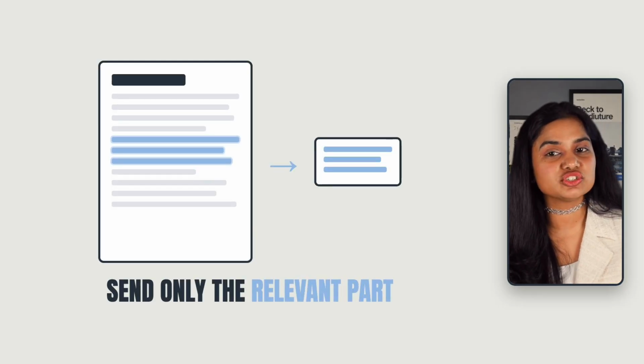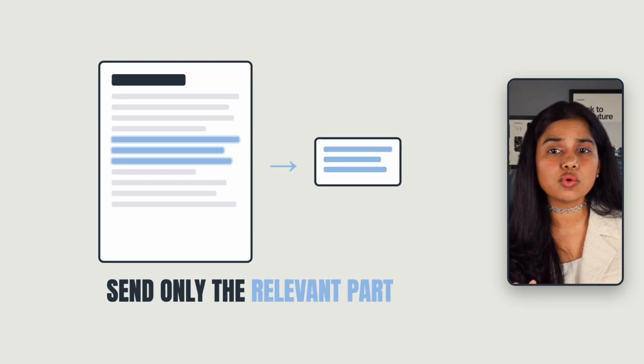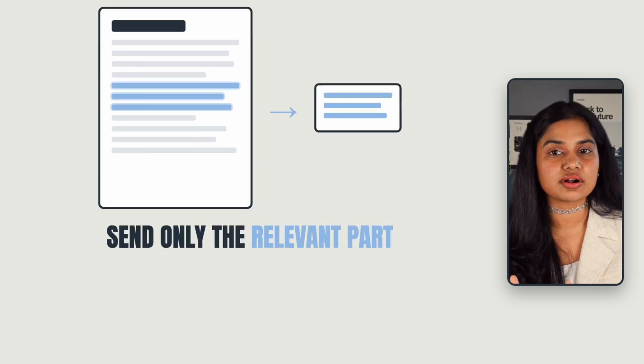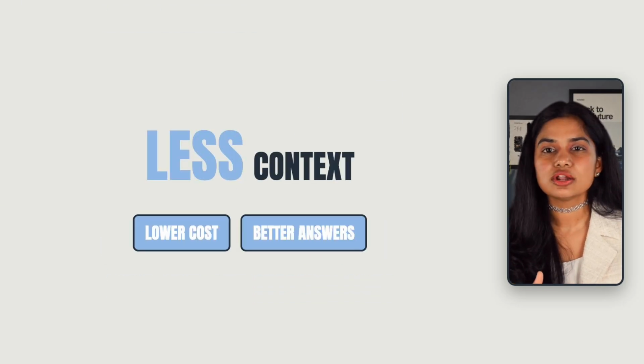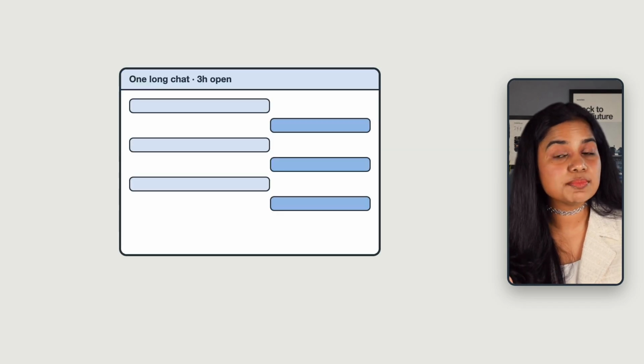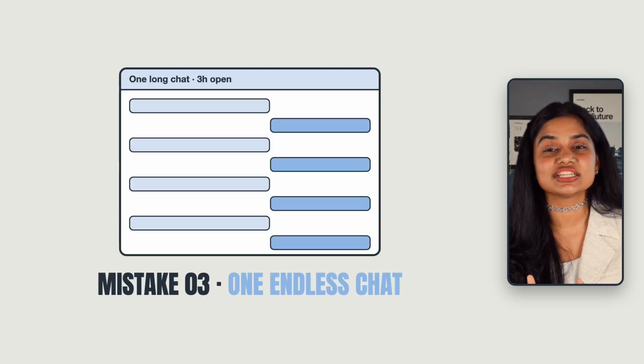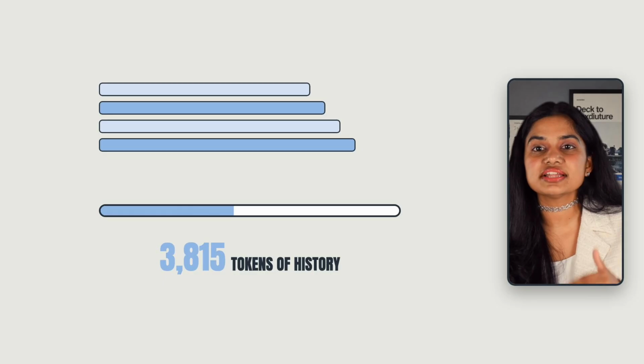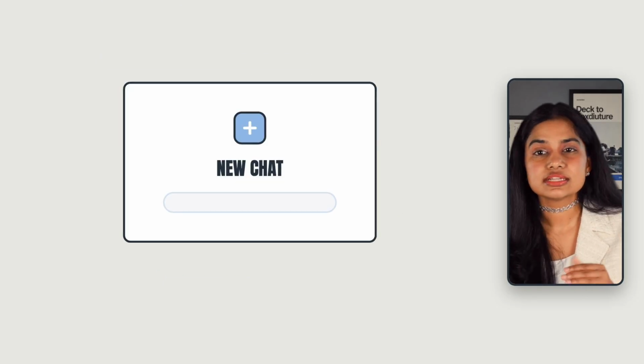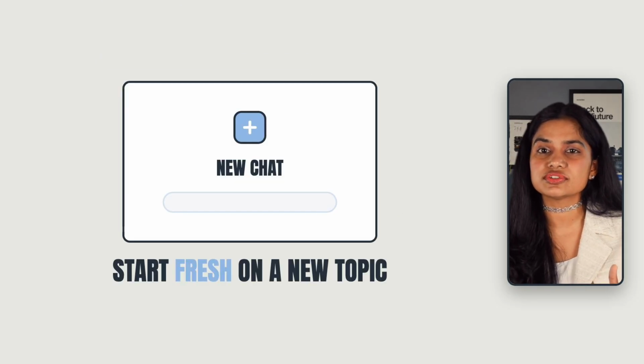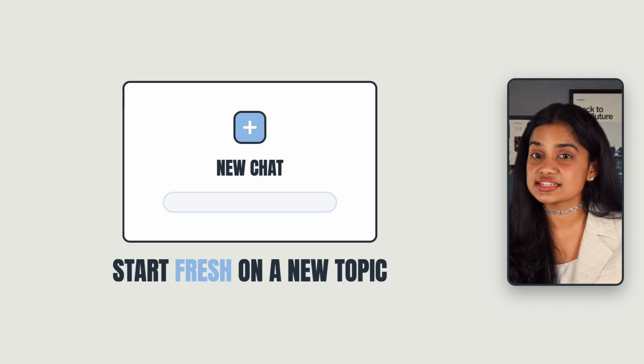If you have a 40-page document, but your question only relates to one section, try providing only the relevant part. Less context often means lower cost and sometimes even better answers. And the third mistake is staying inside the same conversation forever. Long chats accumulate a lot of history. Sometimes it is smarter to start a fresh conversation when you're switching topics entirely.